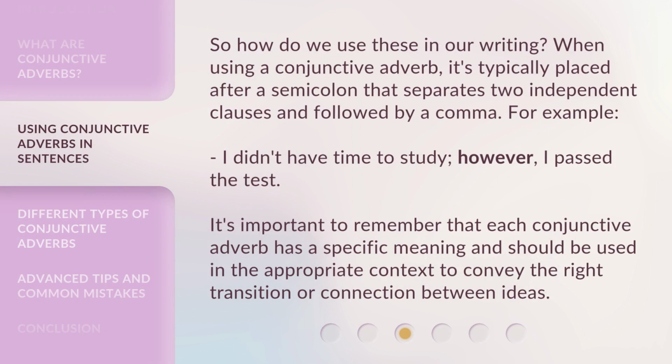So how do we use these in our writing? When using a conjunctive adverb, it's typically placed after a semicolon that separates two independent clauses and followed by a comma. For example, I didn't have time to study; however, I passed the test. It's important to remember that each conjunctive adverb has a specific meaning and should be used in the appropriate context to convey the right transition or connection between ideas.